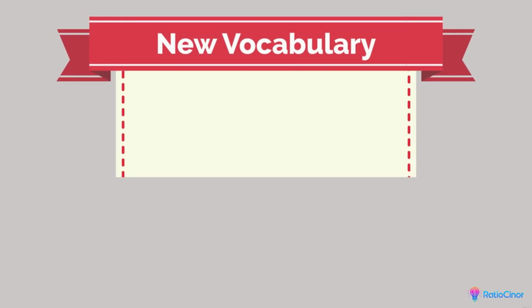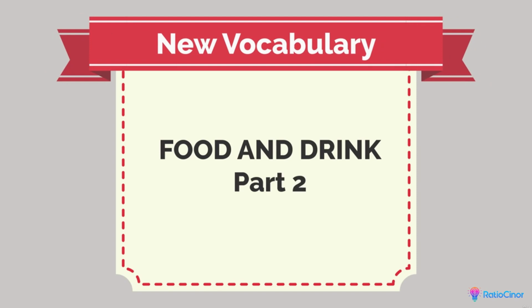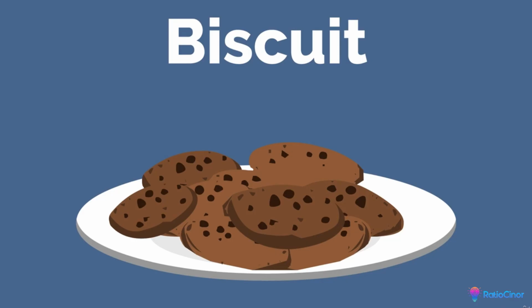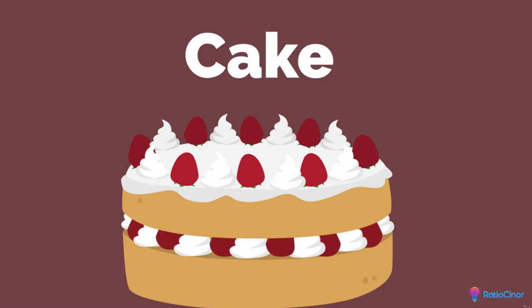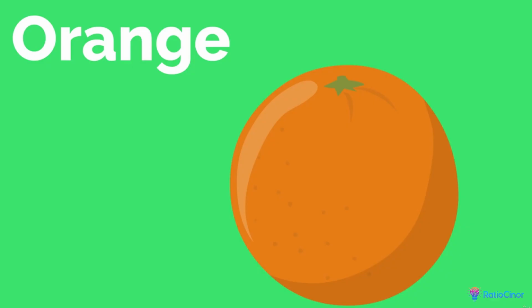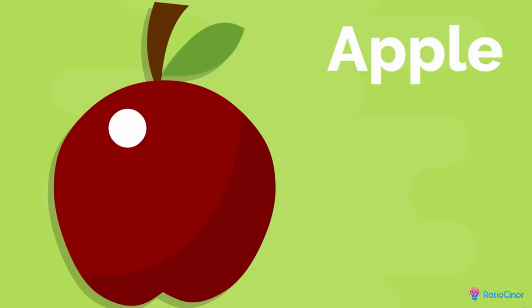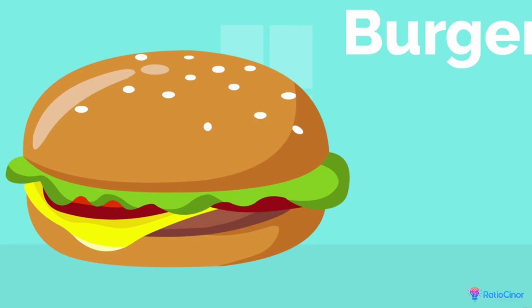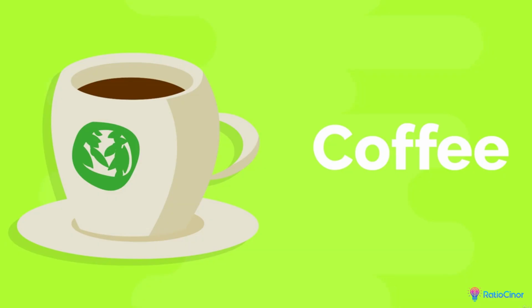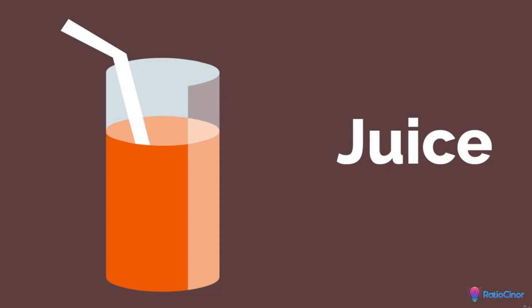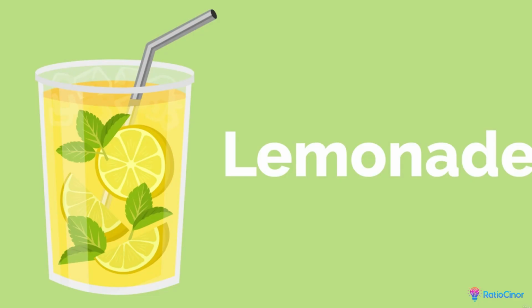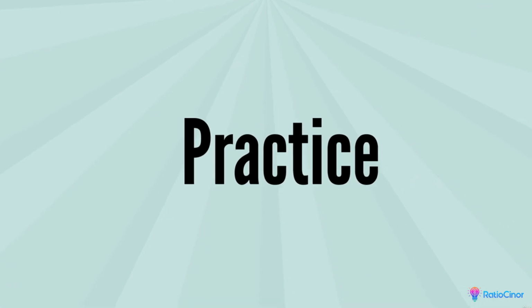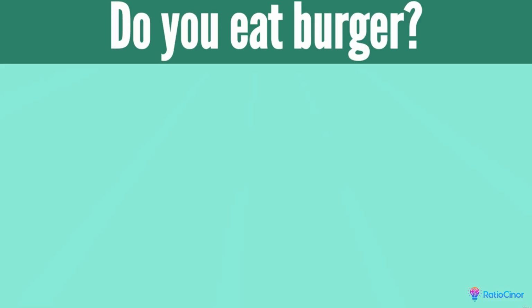New vocabulary. Food and drink. Part 2. Biscuit. Chocolate. Cake. Cereal. Orange. Banana. Apple. Strawberry. Mango. Burger. Salad. Coffee. Tea. Juice. Water. Lemonade.